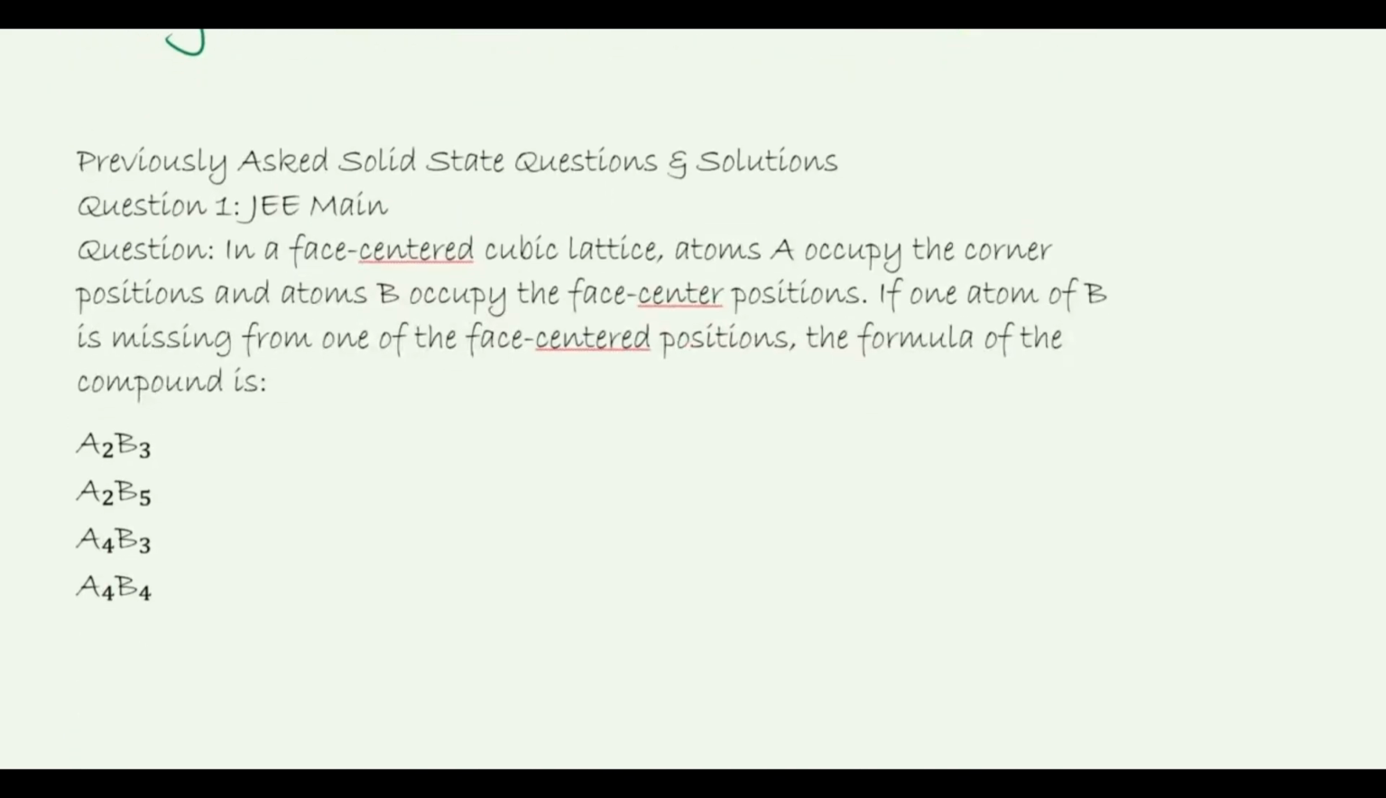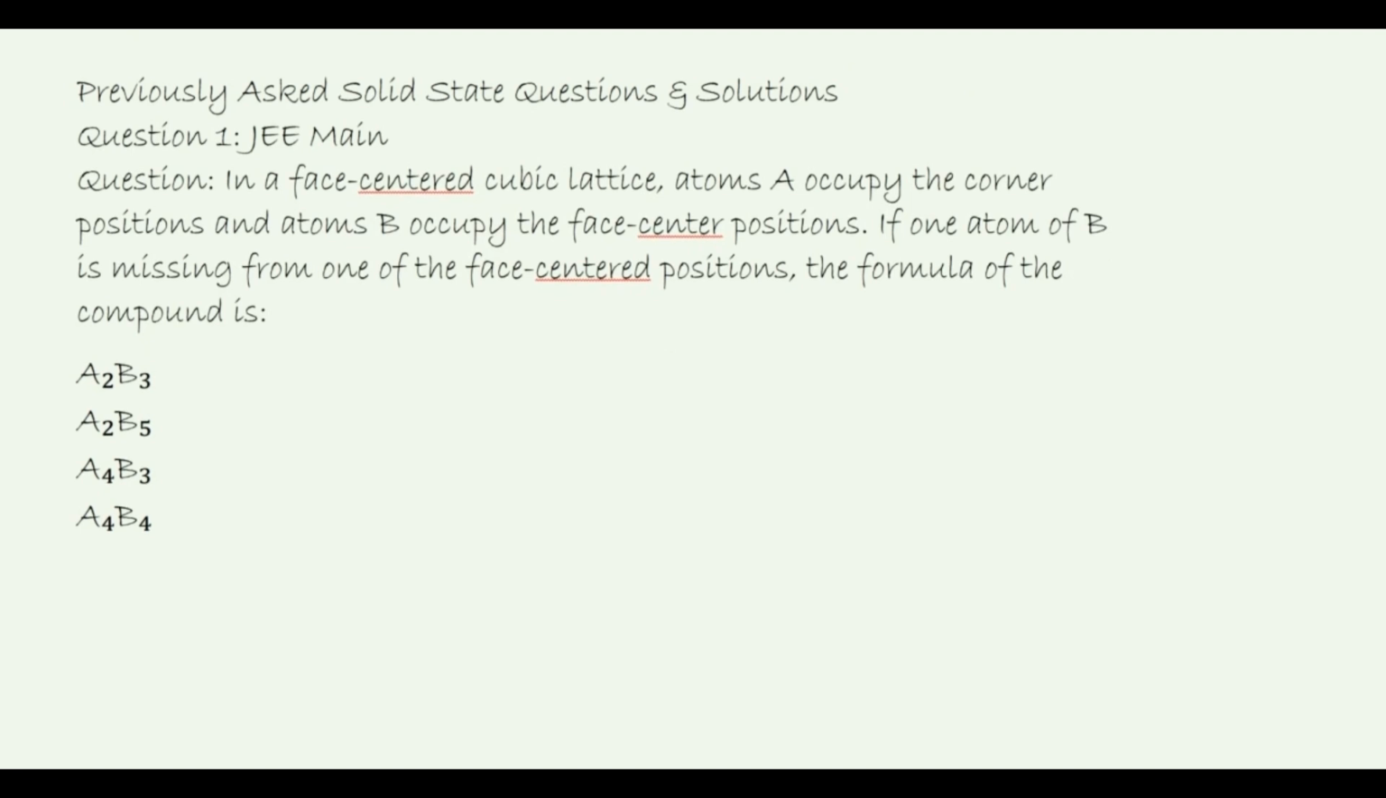Okay, let's solve some questions. The first question was asked in JEE Main. We can expect this type of question in other exams as well. In a face-centered cubic lattice, atoms A occupy the corner positions and atoms B occupy the face-center positions. If one atom of B is missing from one of the face-centered positions, what is the formula of the compound? How to solve this type of question?